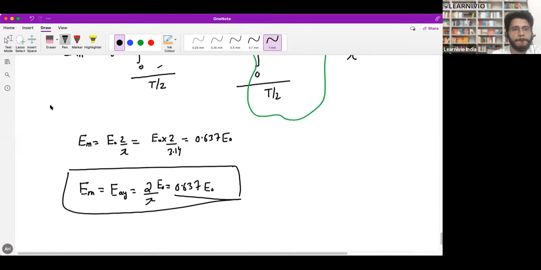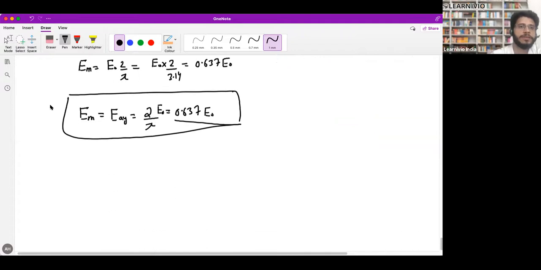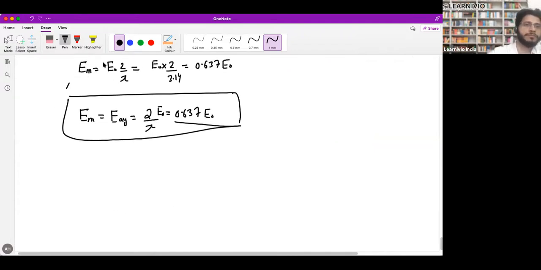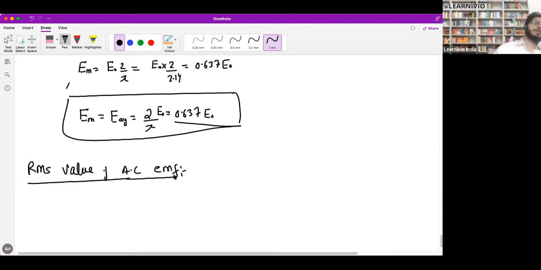Yes, sir. Okay. Next, RMS value. RMS value of AC. To calculate, see what RMS means. RMS means root mean square value.